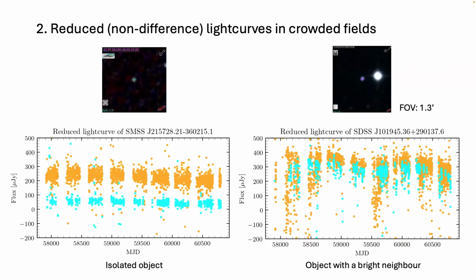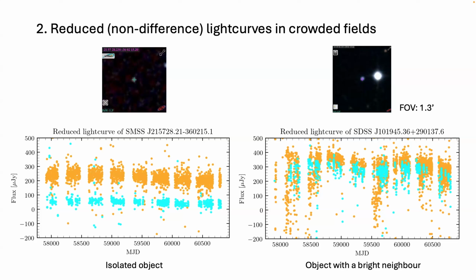So maybe some of you might be thinking, okay, if there's this issue in the difference light curves, why not use the reduced light curves instead? So because the Atlas module is designed to be used on difference images, there are some issues when you request light curves in reduced mode, which is one example here in crowded fields. I'm showing 2 objects here.